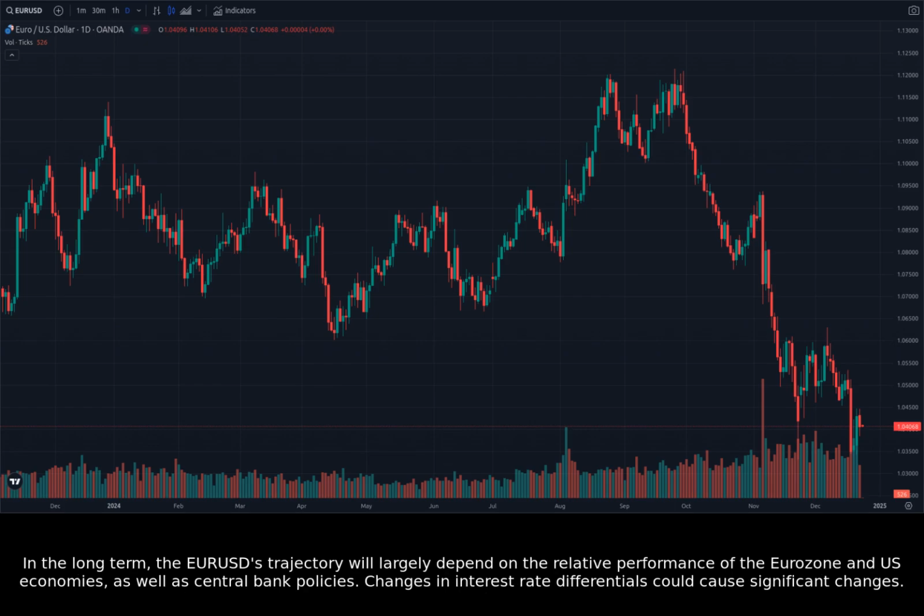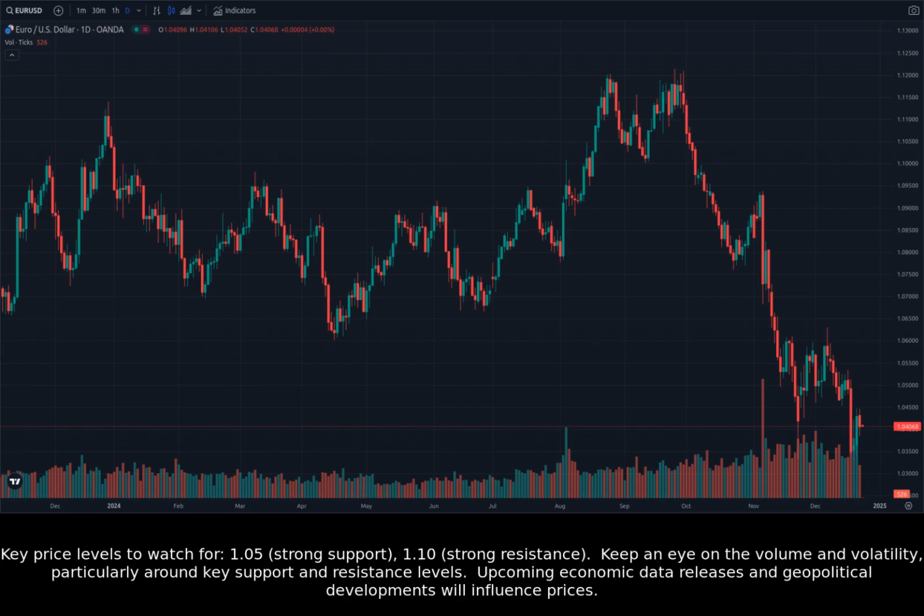In the long term, the EURUSD trajectory will largely depend on the relative performance of the Eurozone and US economies, as well as central bank policies. Changes in interest rate differentials could cause significant changes. Key price levels to watch for: 1.05, strong support; 1.10, strong resistance.